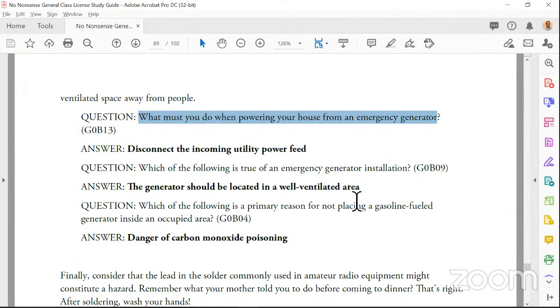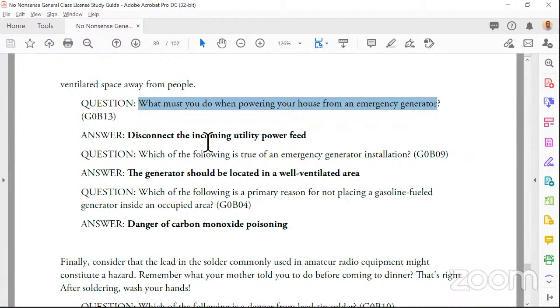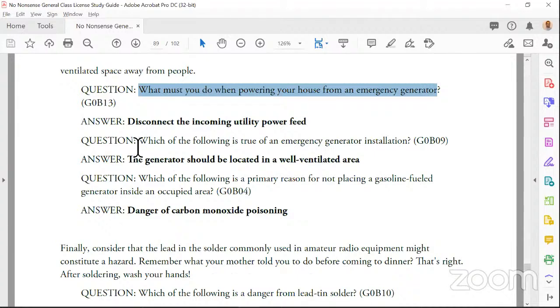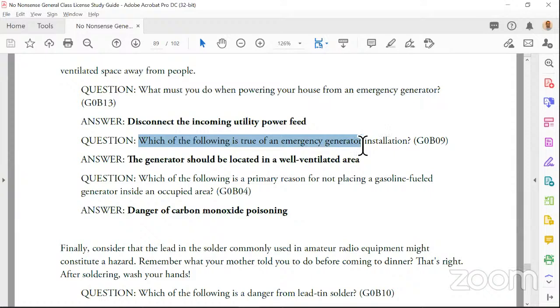What must you do when powering your house from an emergency generator? So this is a safety question, and we need to disconnect the incoming utility power feed. You cannot have the incoming utility power feed, in Trinidad and Tobago that will be from T&TEC, or whatever jurisdiction you are in, whatever your supplier is. You need to make sure that's disconnected, because you cannot have that connected at the same time as your trusty generator. It's very unsafe, could cause damage, could cause harm. All right, so next question in the question pool.